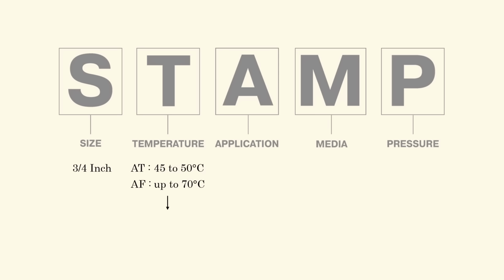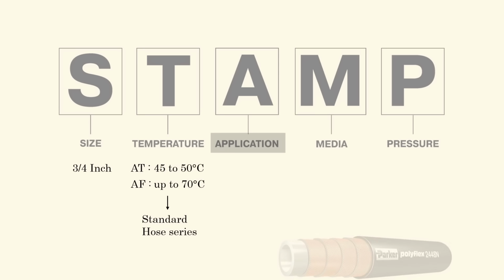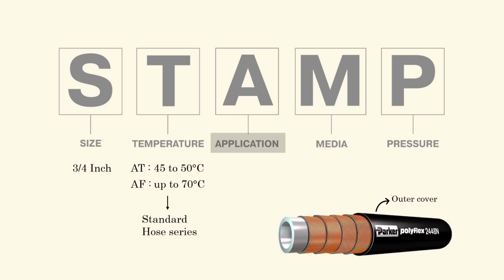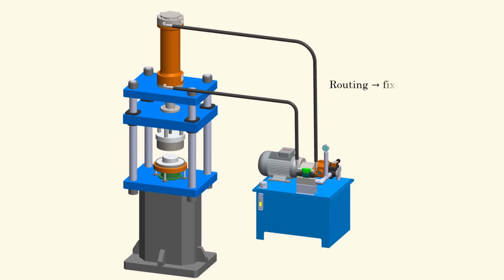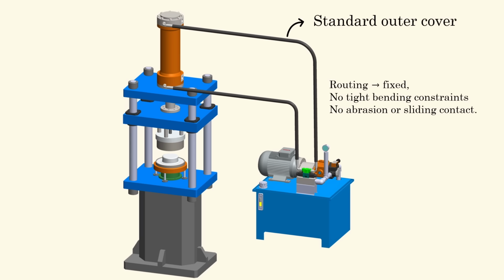In our case, a standard hose series is sufficient. Next is application. Application helps to decide the outer cover and reinforcement type of the hose. In our case, the routing is fixed. Also, there are no tight bending constraints and no abrasion or sliding contact. So a standard outer hose is acceptable.